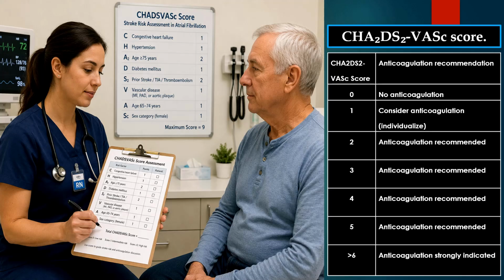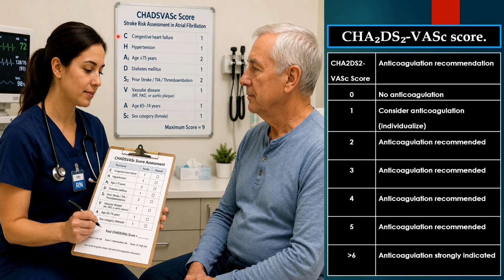Anticoagulation is important in patients with atrial fibrillation because AF increases the risk of blood clot formation and ischemic stroke. Anticoagulants can be initiated only after assessing the stroke risk and bleeding risk by using the CHA2DS2-VASc score and the HAS-BLED score. Let's discuss the CHA2DS2-VASc score first. So this is to assess the stroke risk in patients with atrial fibrillation.